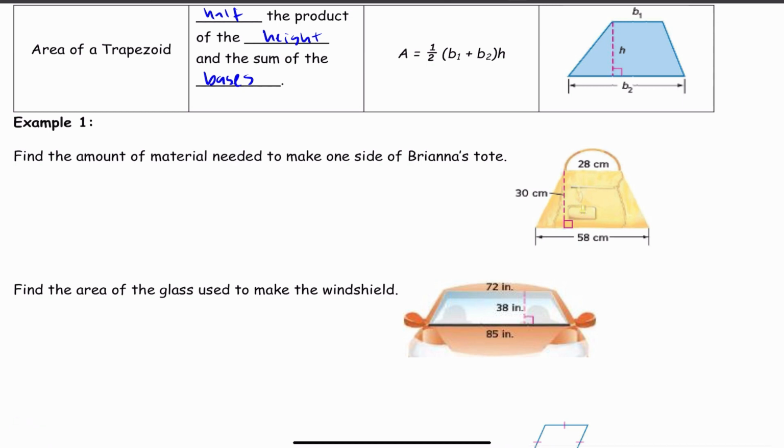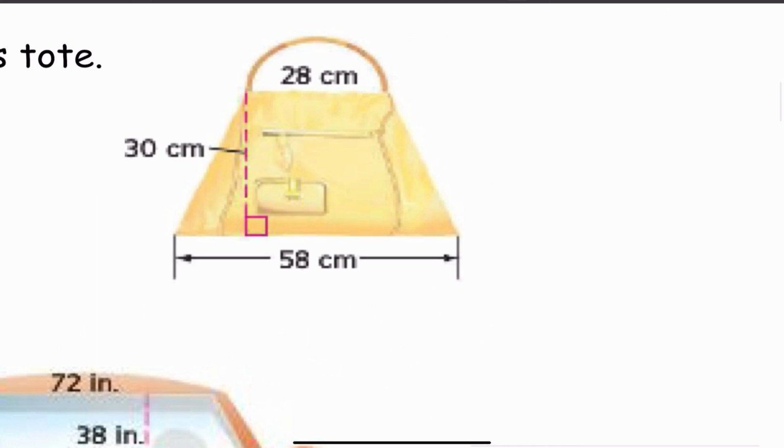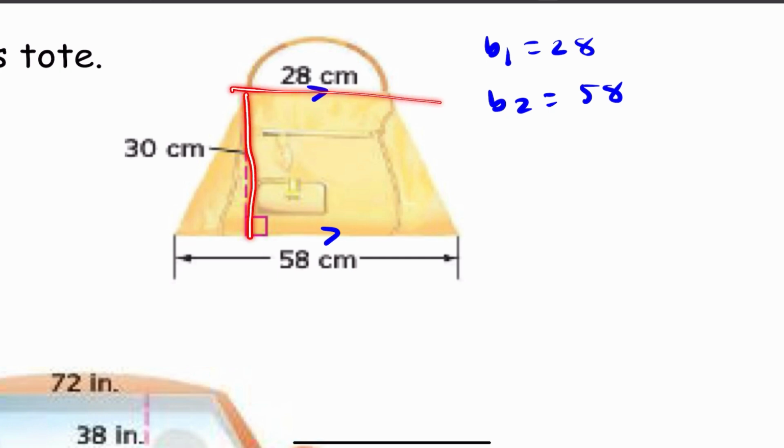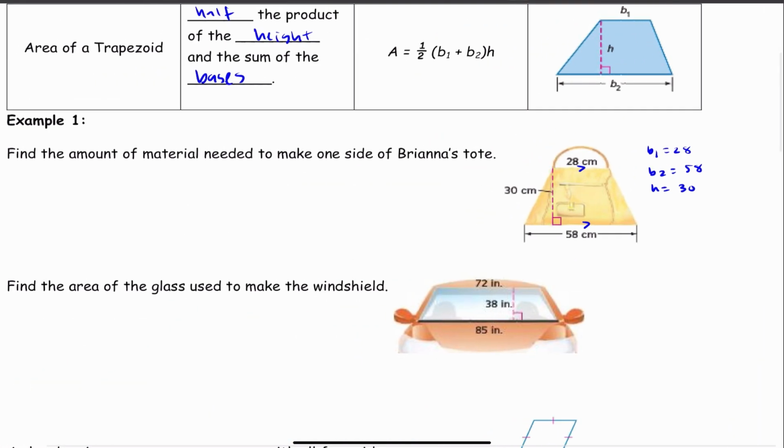Find the amount of material needed to make one side of Brianna's tote. So Brianna's tote is a trapezoid. What I like to do is look at my figure. I know this is a trapezoid, so it has one pair of parallel sides. So this is B1, which is 28, and over here that's B2, that's 58, and the height is perpendicular to the two bases, so H is 30.